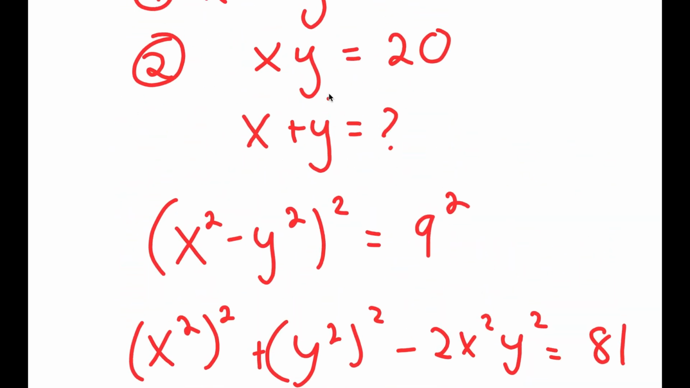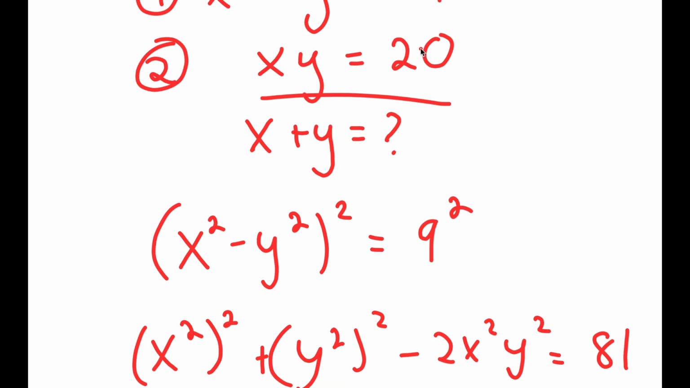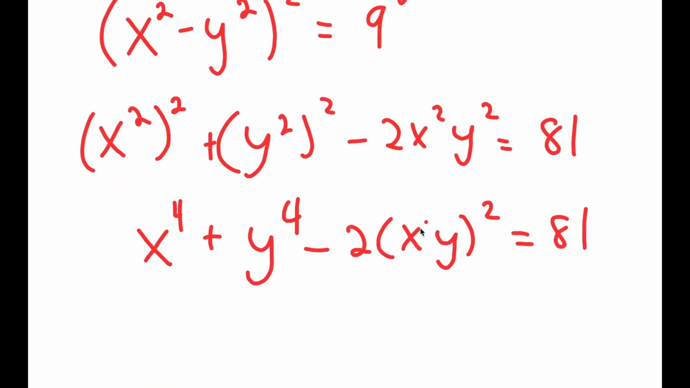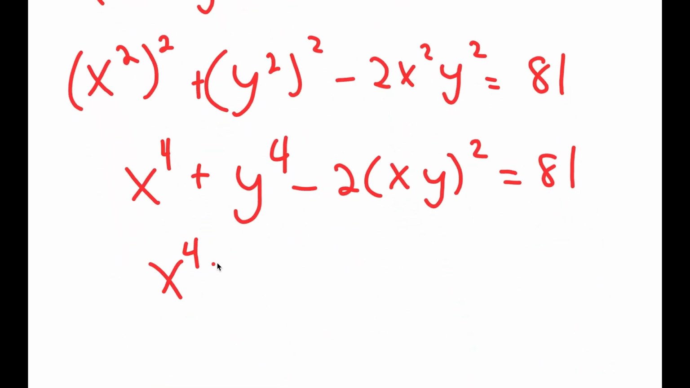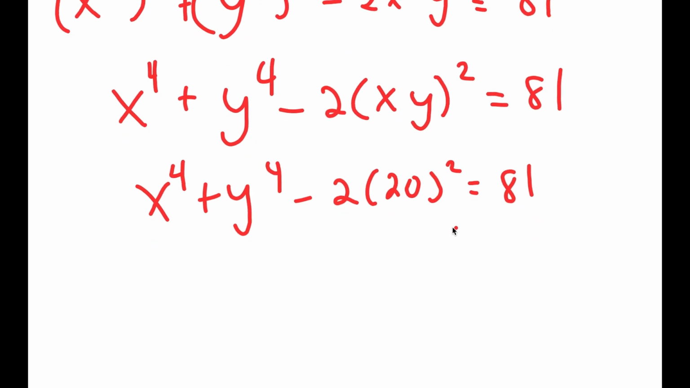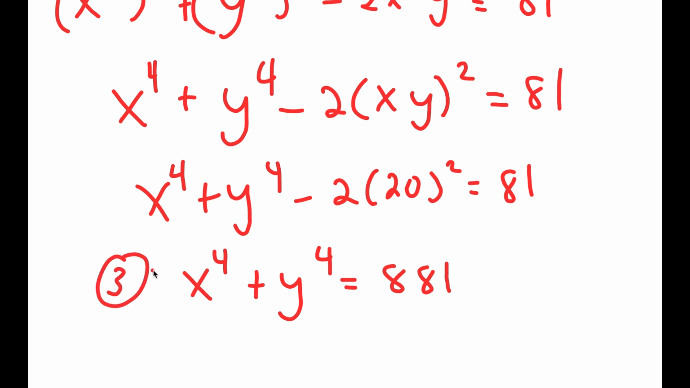Now, we are already given that x times y is equal to 20. So I can just plug this value in over here, and I get x to the power 4 plus y to the power 4 minus 2 times 20 squared is equal to 81, meaning x to the power 4 plus y to the power 4 is equal to 881. And I'm going to label this equation number 3.